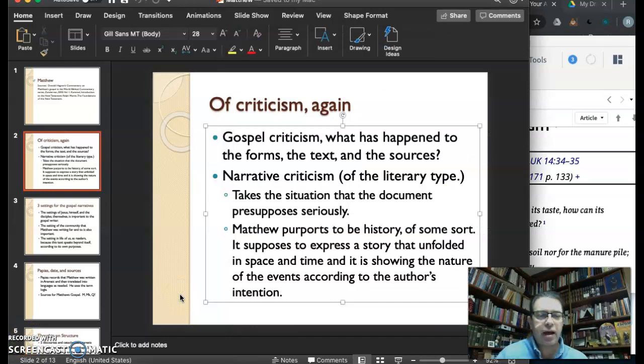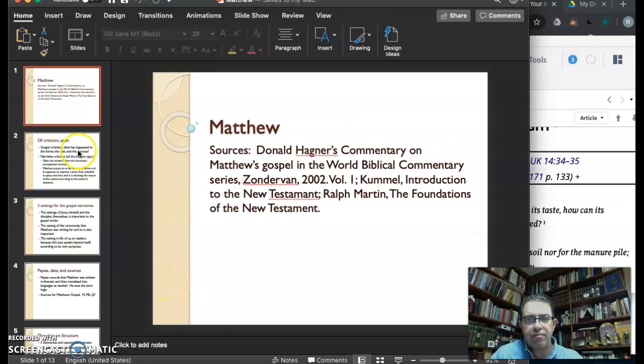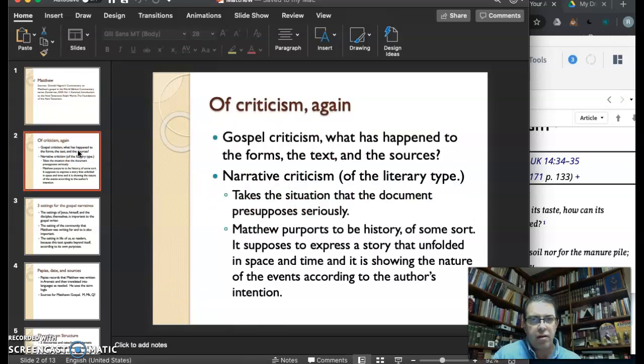Let's take a look at Matthew again. And as we do, let me remind you of a couple of ways that we approach the text. The term criticism isn't a negative term. There are kinds of criticism that we use in order to determine how we hit the gospel material.